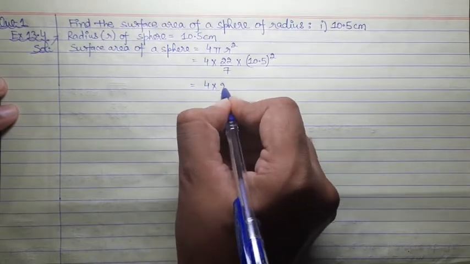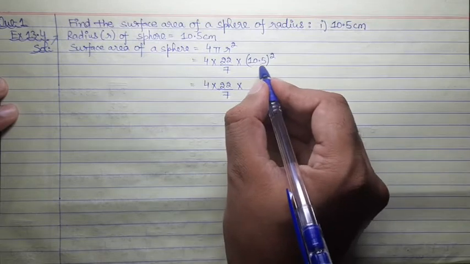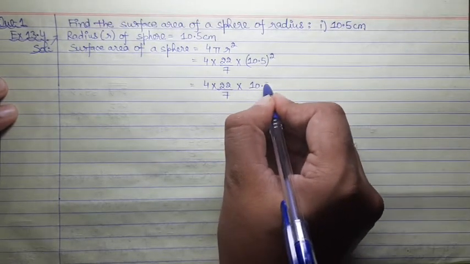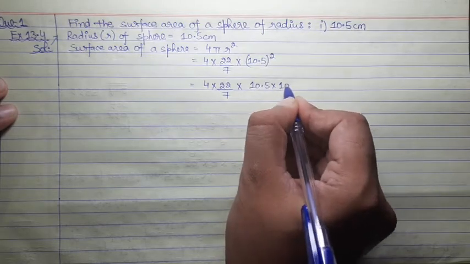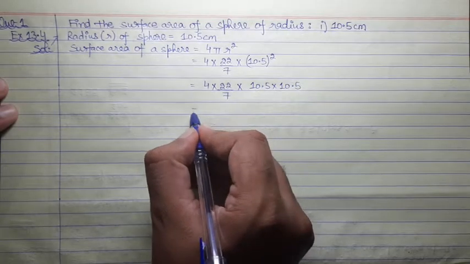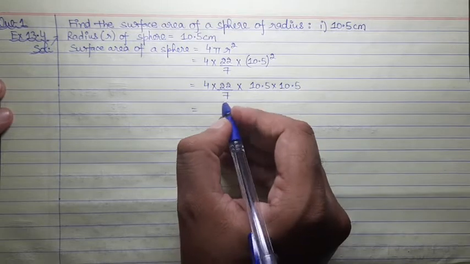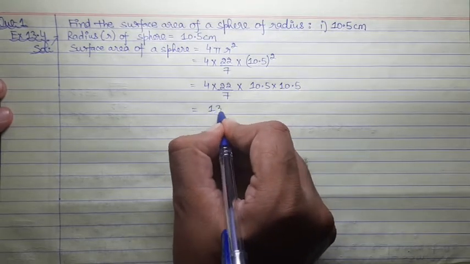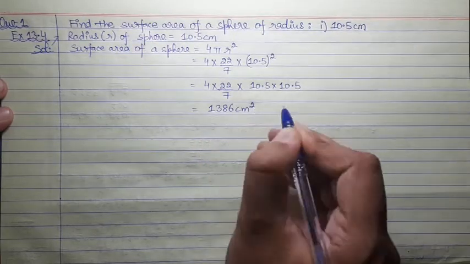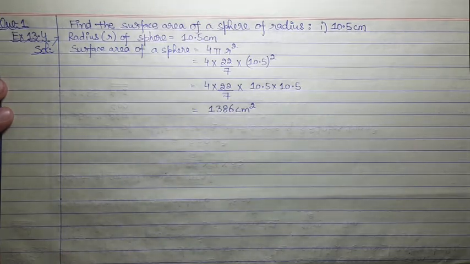4 multiply 22/7 multiply 10.5 raised to power 2 is 10.5 multiply 10.5, and when we solve it we get 1386 centimeter square. This is the required surface area of a sphere.